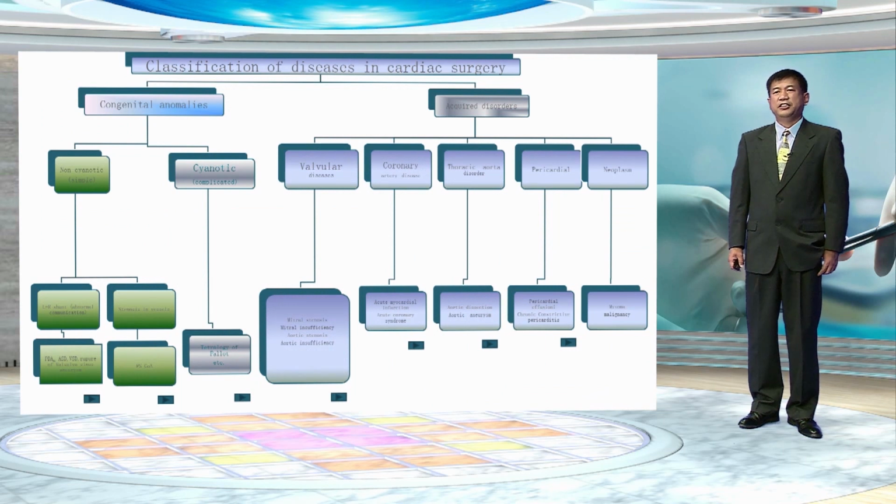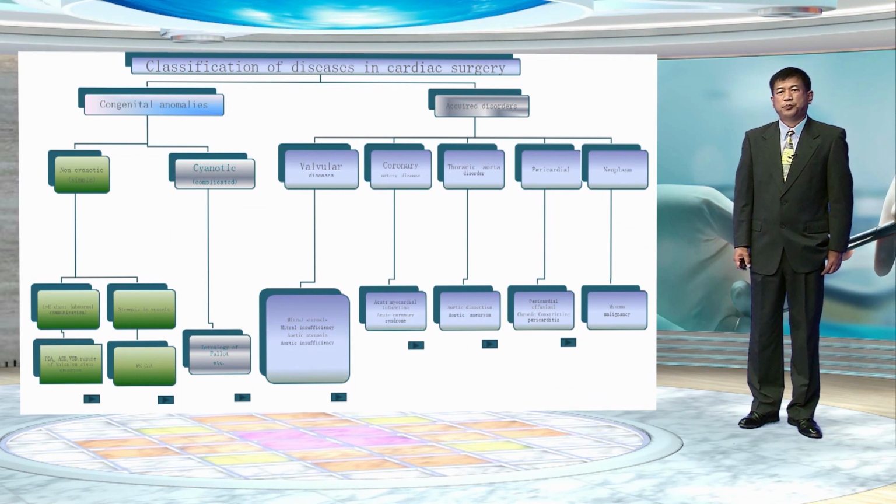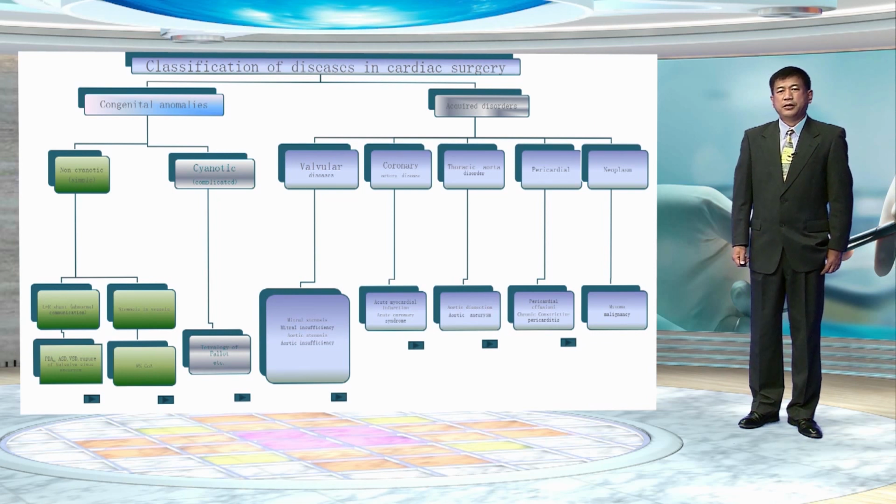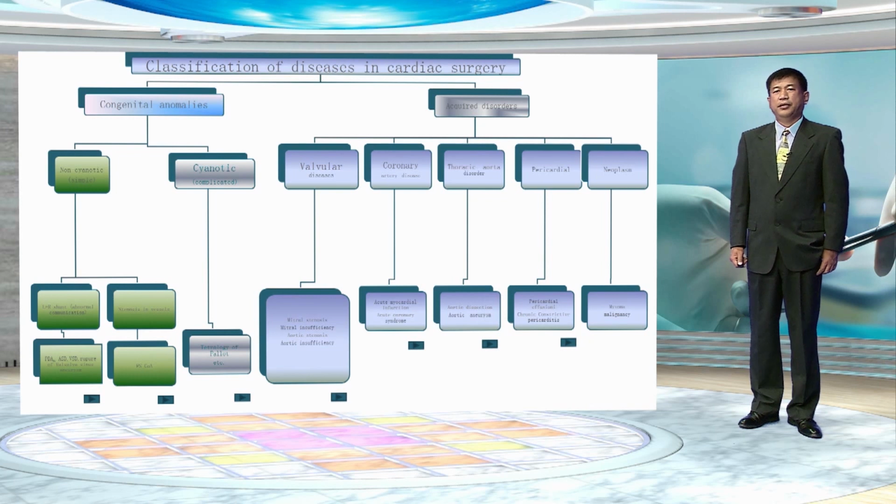Generally, these commonly seen diseases are divided into two parts. That is congenital anomalies and acquired disorders. In this session, we are going to discuss the first part, that is congenital anomalies. Congenital anomalies are subdivided into two kinds. One is non-cyanotic, usually simple, and the other one is cyanotic.